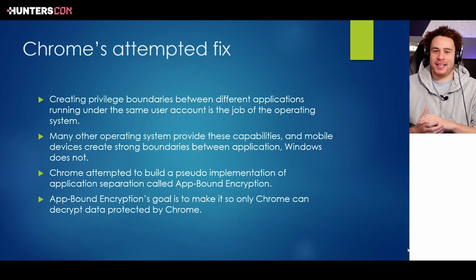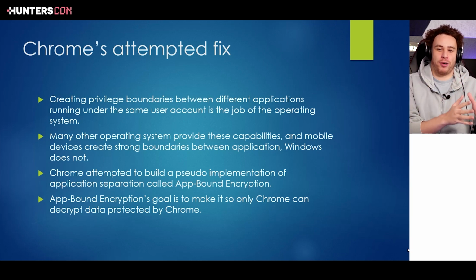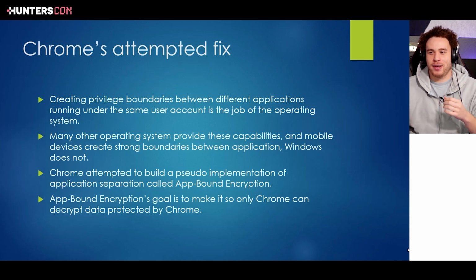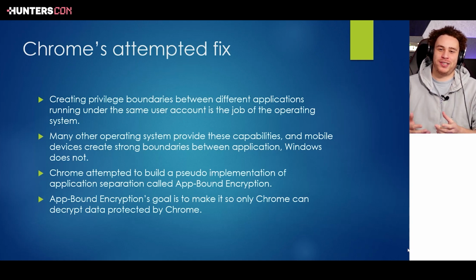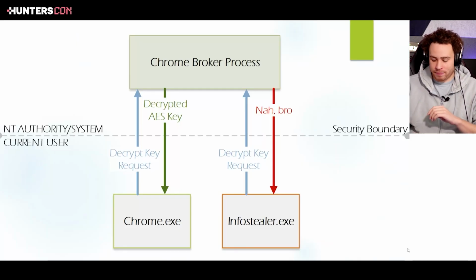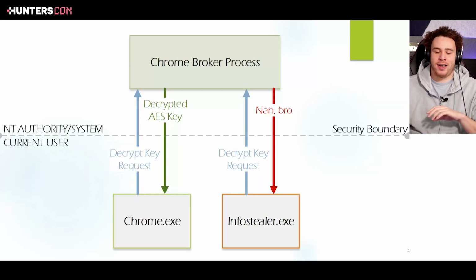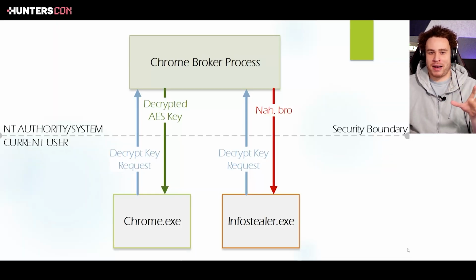Now, Chrome basically tried to make app separation without the help of Microsoft. So they came up with their own technique to try and separate Chrome's passwords from the rest of the system without using kernel drivers or modifying the operating system, which is overall a losing cause, but it did actually have some good effects. Now, to understand how app-bound encryption works, I drew this very bad graph.